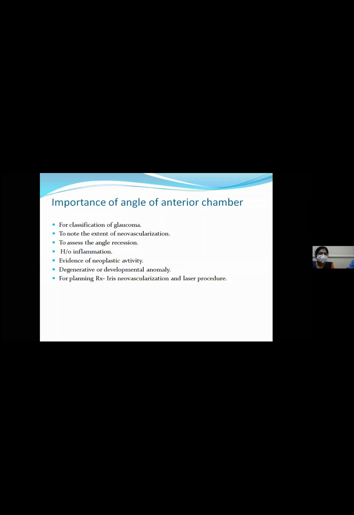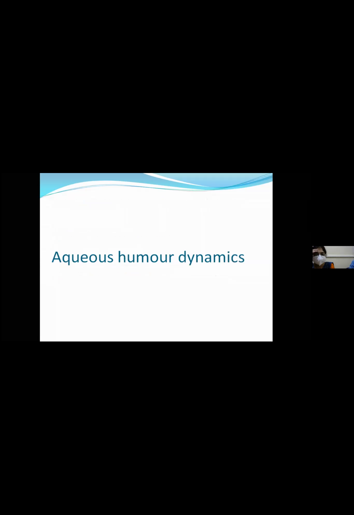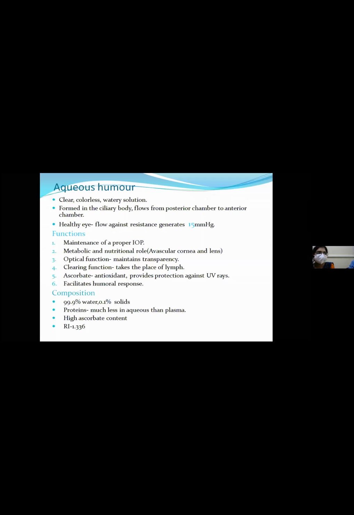Now coming to aqueous humor dynamics. Aqueous humor is a clear, colorless watery solution. It is formed in the ciliary body, the pars plicata part, and it flows from the posterior chamber to the anterior chamber. In a healthy eye, the flow of aqueous humor against resistance generates 15 mm of head pressure.